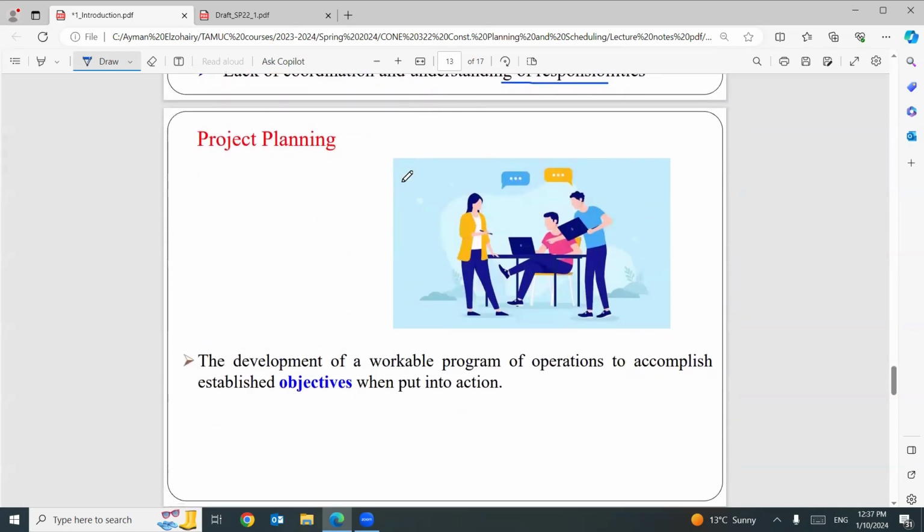So to avoid any failure, we need to plan. So what is the meaning of project planning in general? The development of a workable program of operations to accomplish established objectives when put into action. So we have different objectives. We need to plan them in a workable program.